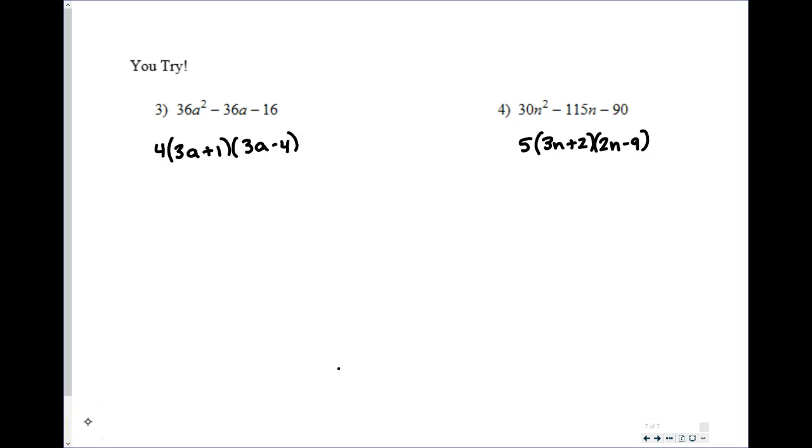Alright, these are your solutions for the U-try. You should have gotten 4 as your GCF, and then 3a plus 1 times 3a minus 4. And then your GCF for number 4 should have been 5, and then you would have gotten 3n plus 2 and 2n minus 9. I always need to see your Punnett squares for these. You don't have to do the x part. That's completely up to you. I like it. It helps me think about the numbers better, but that's your call.